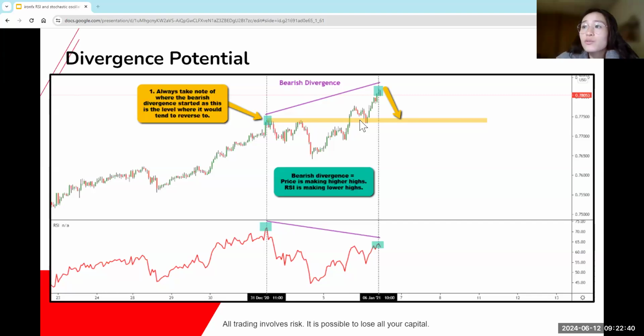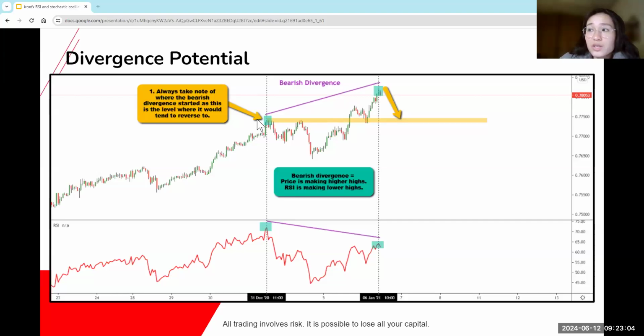Okay, so we want to take note of where the bearish divergence started, as this is the level that it will tend to reverse to. You can see it started here, and our RSI is making a lower high, whereas price is making a higher high. So we have a bearish divergence.